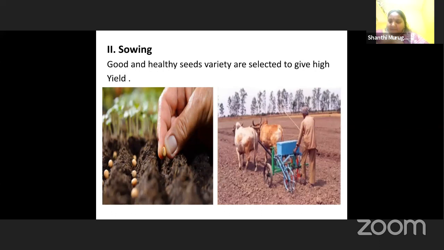You can see the picture. This is what it will do: it will just sow the seed and cover the soil so that birds and other insects won't take those seeds. The next slide I'm going to show. Do you have any doubt, ma'am? Sowing is nothing but selecting a good variety of seed and sowing them.